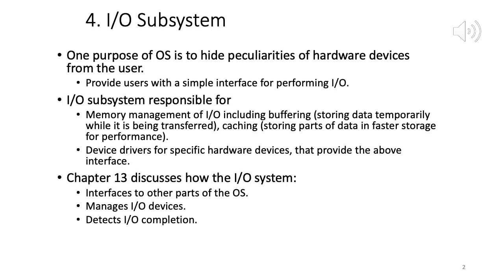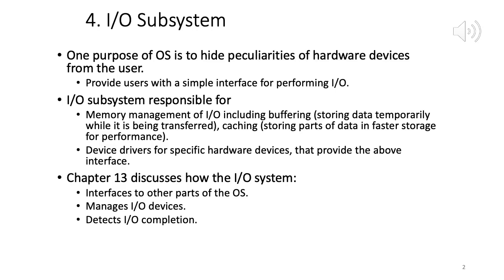The IO subsystem is also responsible for device drivers for specific hardware devices that provide the above interface. We know that each device has a device controller, which controls the operation of that device. The device controller is a piece of hardware, and some code also needs to run on it, so that it provides a good link between the device and the OS. So the device and the OS can talk to each other. Some code is needed to ensure that, and that code is what we call a device driver.